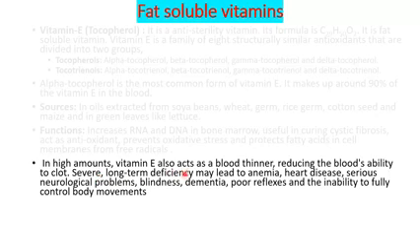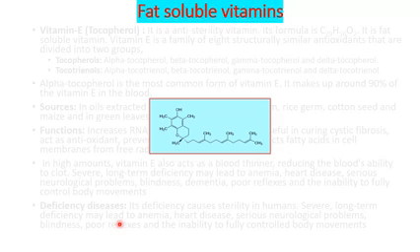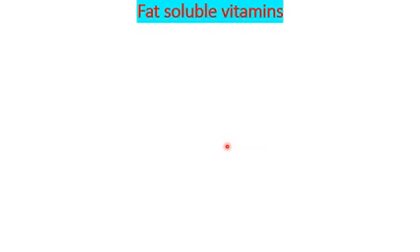So severe long-term deficiency may lead to anemia, heart diseases because blood becomes thicker, serious neurological problems, blindness, dementia, poor reflexes and inability to fully control body movement. Okay, deficiency can also cause sterility in humans, can cause anemia, we have already seen, heart diseases, neurological problems, blindness, poor reflexes, that is, it will take some time for the reflex to occur. So this is the structure of vitamin E. Okay, one of the structures of vitamin E. So you can make a note of the structure.